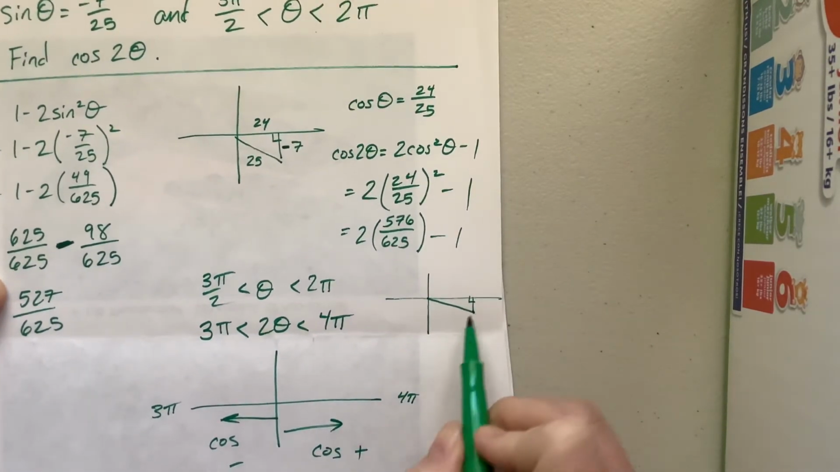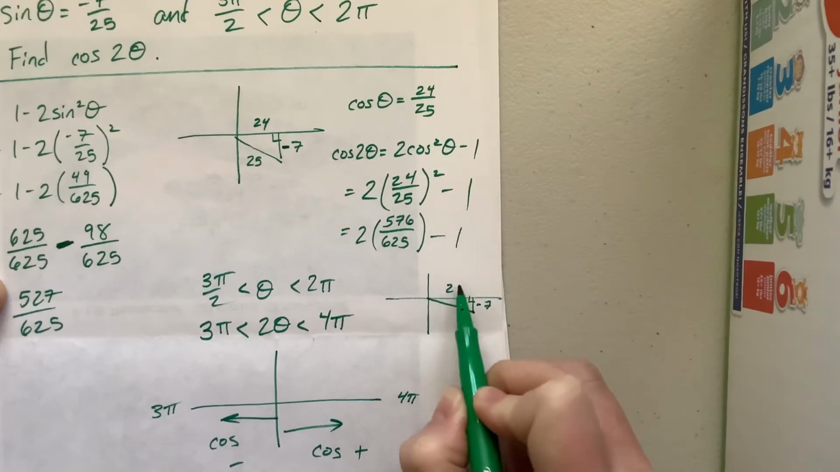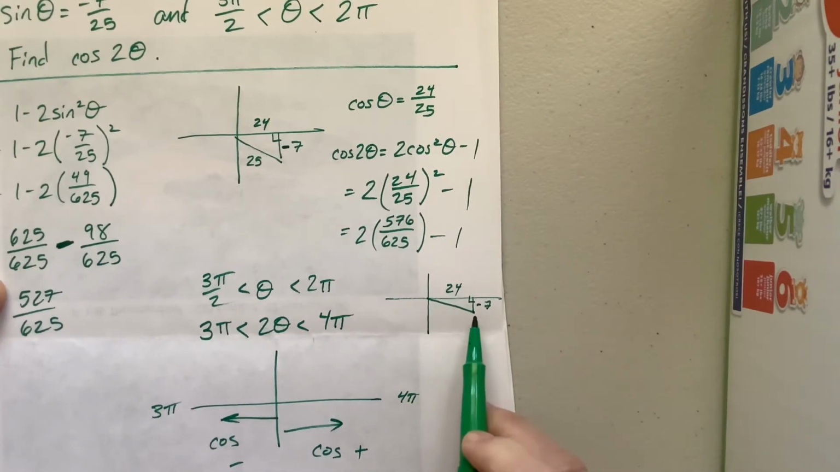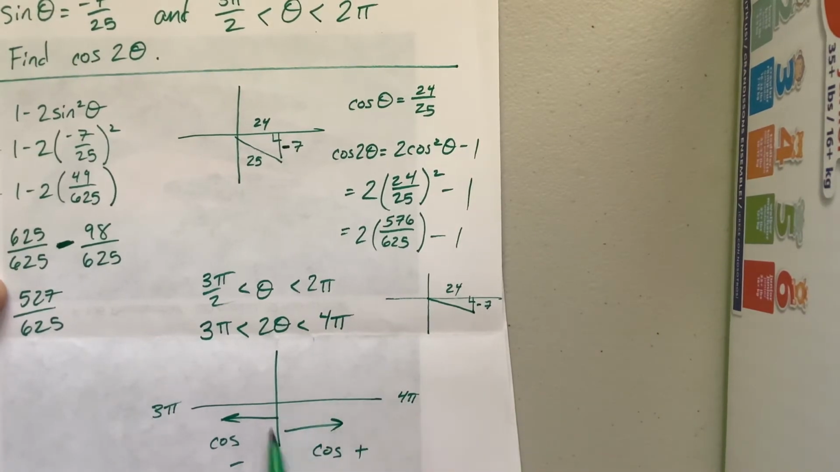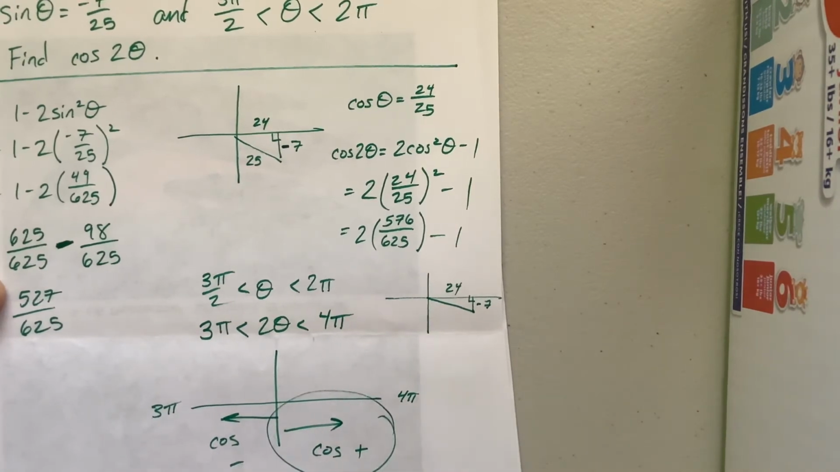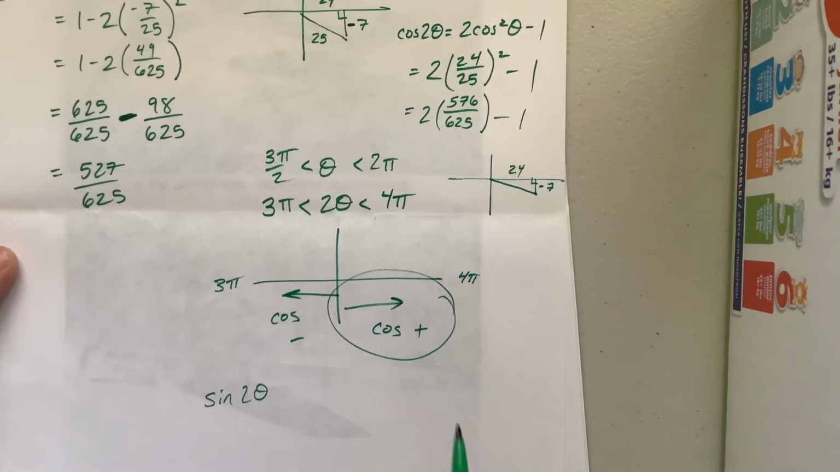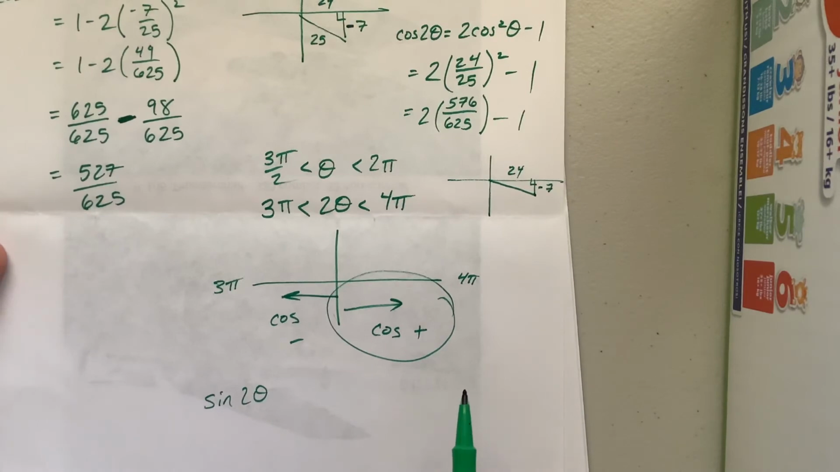Okay, and so then this would be -7, this would be +24. And so this angle is a whole lot closer to 2 pi. So it's going to be a whole lot closer here when we double it. So it's going to be somewhere, the double angle is going to be somewhere in this quadrant. Oh, sorry. So hopefully that makes sense.